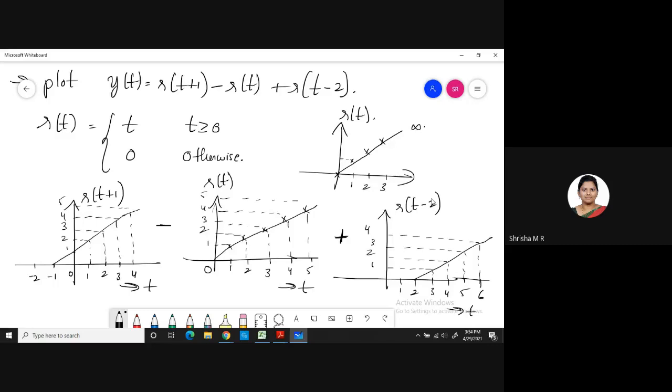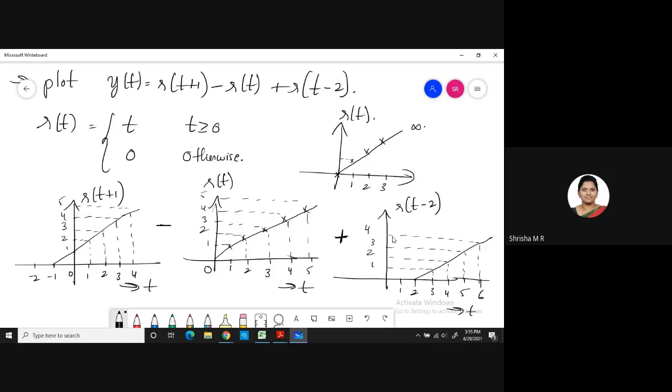So R of t minus 2 is shifting. Here k is negative and it's right shifting. So we are shifting R of t by 2 instants to the right, because k is negative. The signal is starting from 2. So if the signal starts from 2, at 2 the amplitude will be 0. At 3 the amplitude will be 1. At 4 it will be 2. At 5 amplitude is 3 and at 6 amplitude is 4.